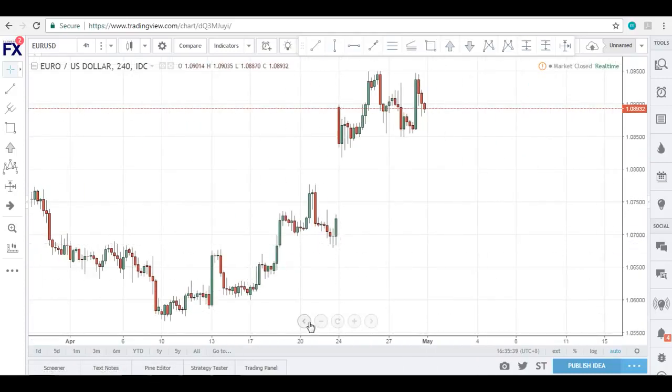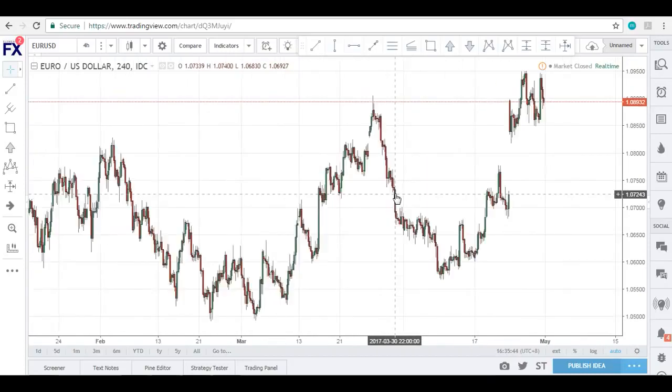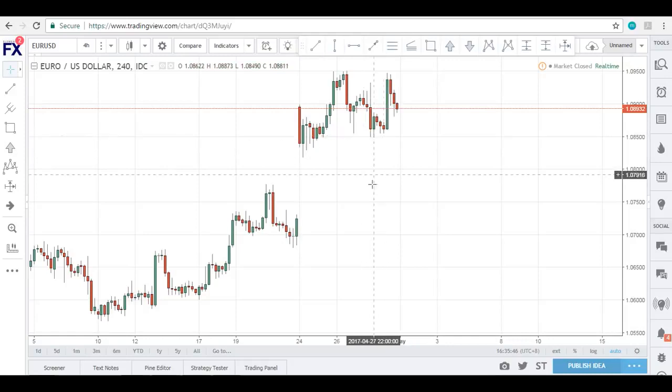At the bottom of the screen, you have your zooming out, or if you have a mouse, you can just scroll out or scroll in. So that's something you can use.